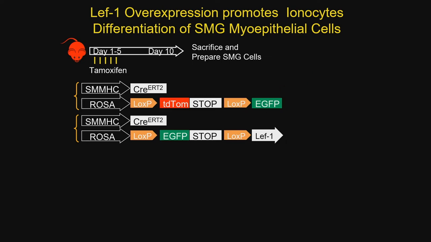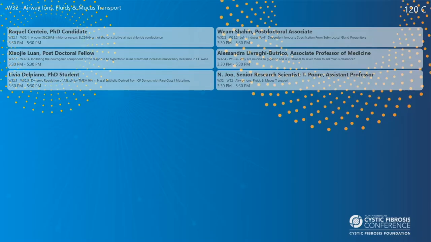Okay. Thank y'all. Next up, we have Dr. Luan. He's going to talk about inhibiting the neurogenic component of the response to hypertonic saline treatment that increases mucociliary clearance in CF swine.